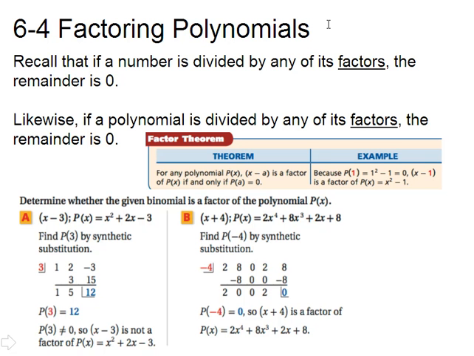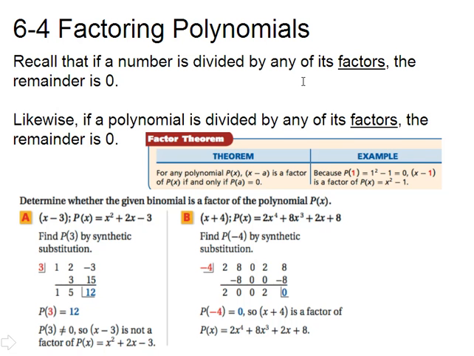I just want to go through Chapter 6, Section 4 with you, factoring polynomials. Now, we've factored different things in the past. We've learned how to factor quadratics by reverse FOILing or factoring out the greatest common factor, things like that. What we want to do now is take a look at factoring different kinds of polynomials.